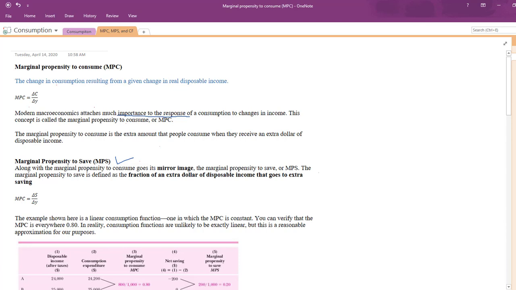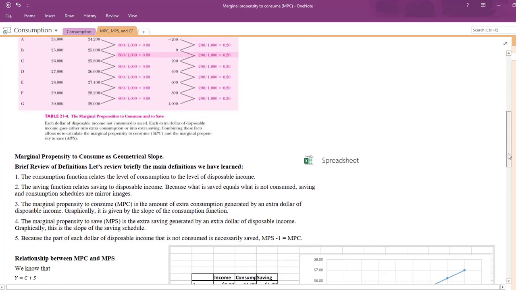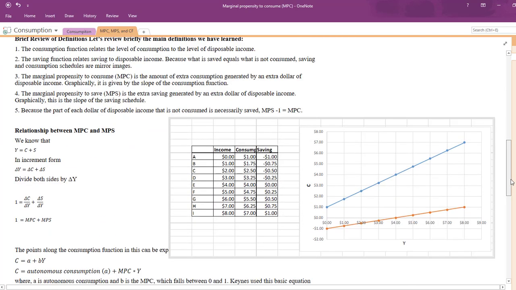In fact, marginal propensity to consume, MPC, and MPS are mirror images. The marginal propensity to save is defined as the fraction of an extra dollar of disposable income that goes to extra saving. So this is change in saving divided by change in income. We will understand the concepts of marginal propensity to consume and marginal propensity to save with the help of this data.